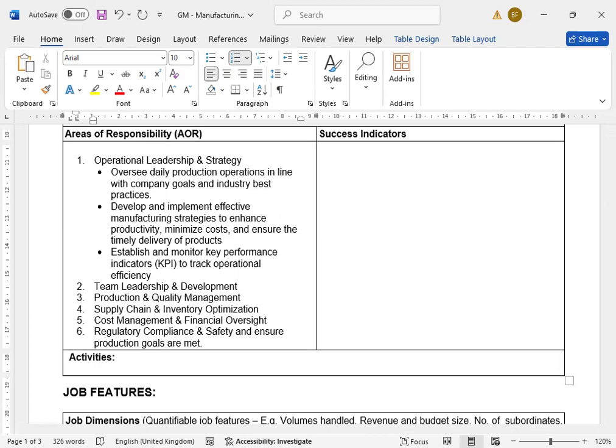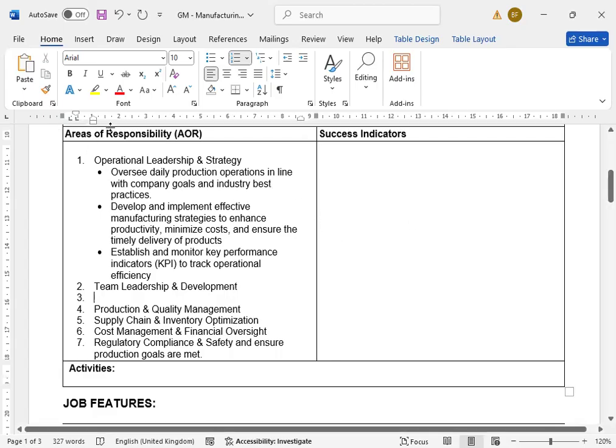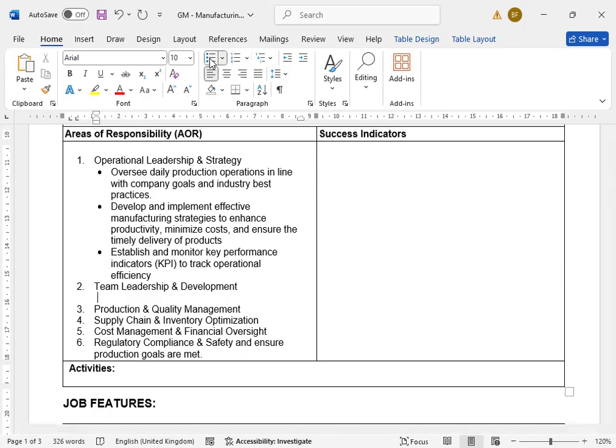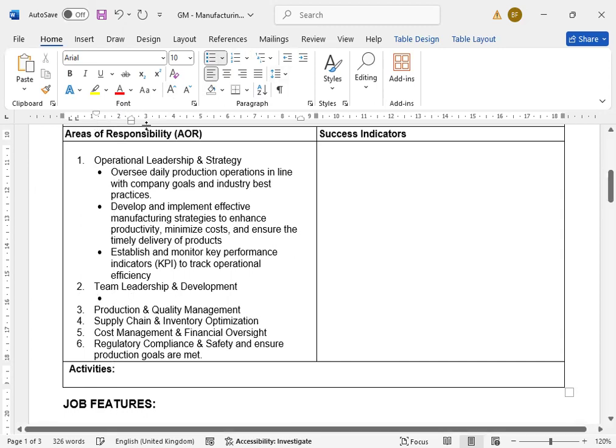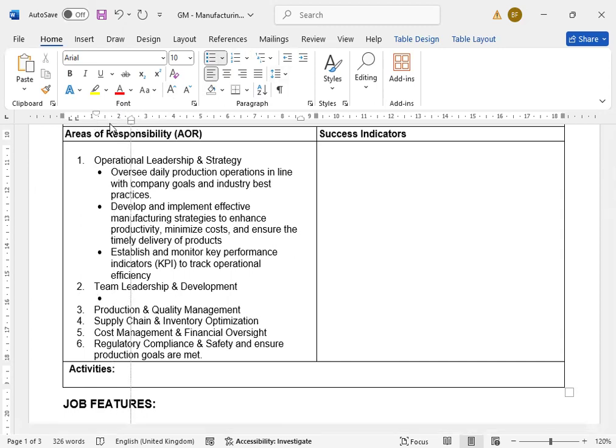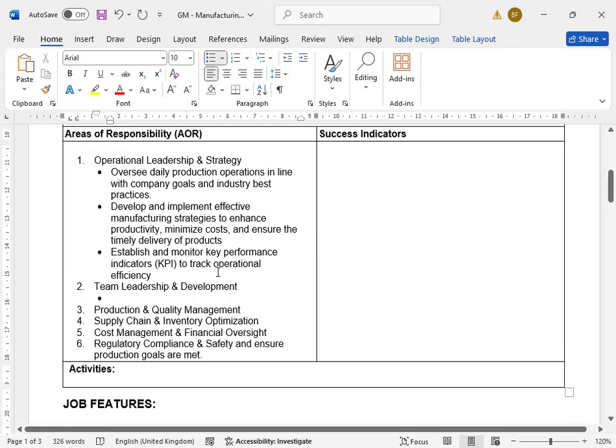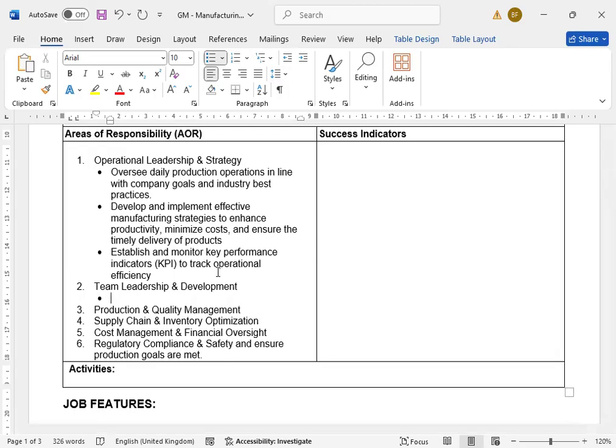All right. Let's go to the second one. What is the second one? Team leadership and development. I'm going to adjust this one too. My apology, I'm not really good at using MS Word. So anyway, team leadership and development.